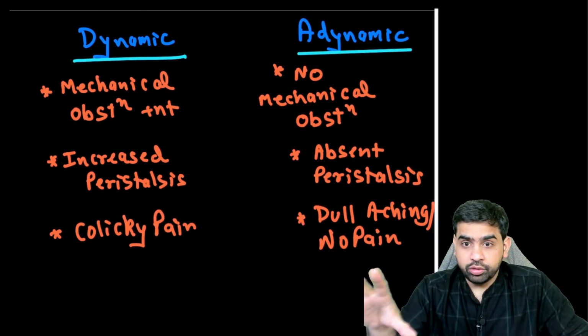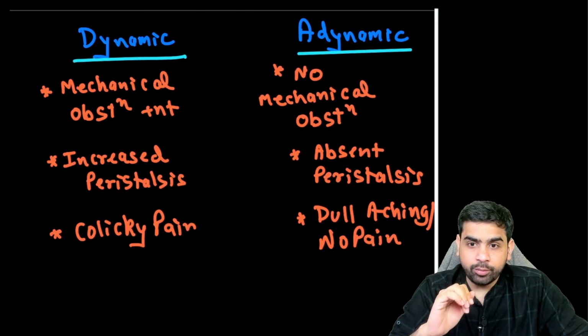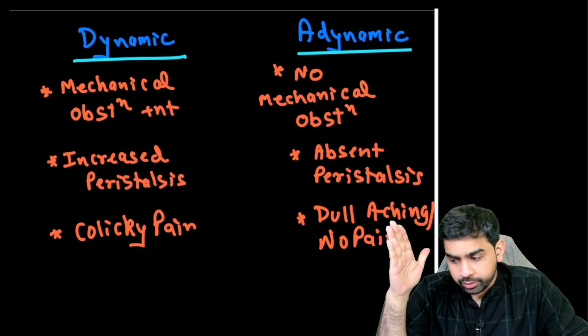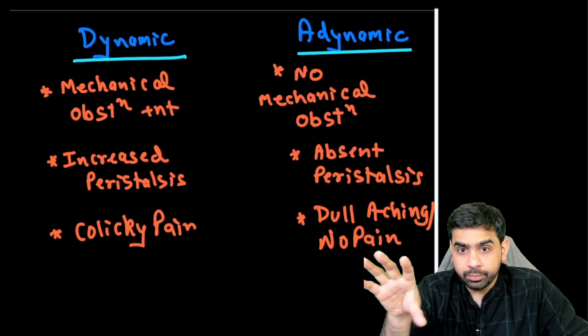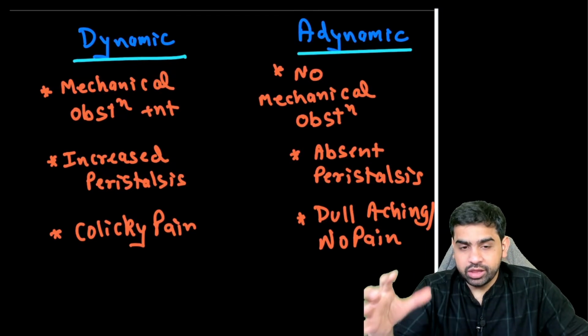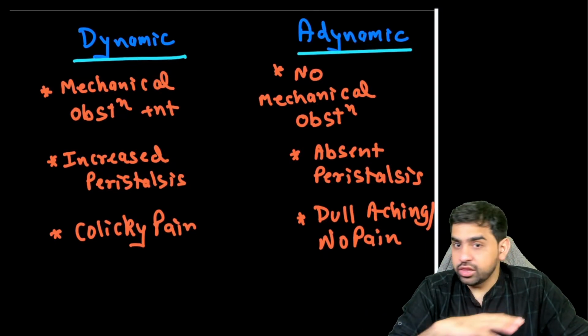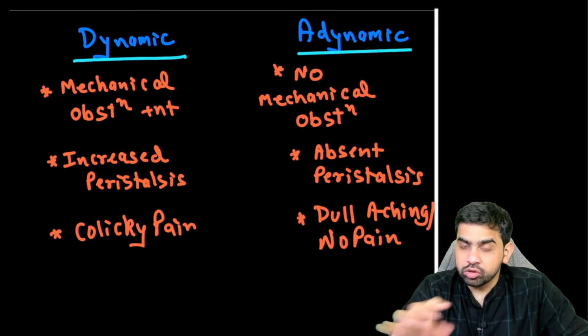Now, intestinal obstruction can be of two types, dynamic and adynamic. What do you understand by dynamic obstruction? Dynamic means there is some kind of mechanical obstruction present. What is adynamic? Adynamic means there is a loss of peristalsis. The peristalsis is not there. That is an adynamic obstruction. I hope you have understood this point.